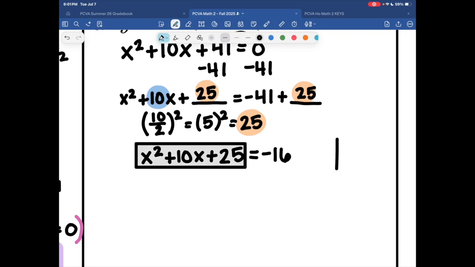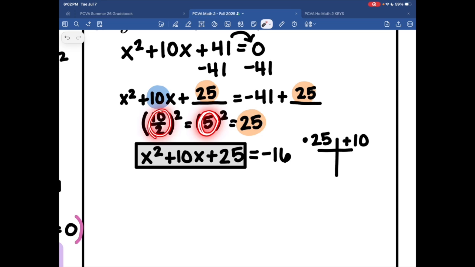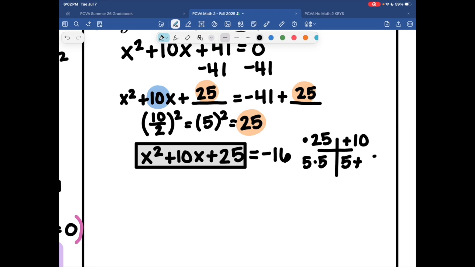So we need two numbers that are going to multiply to give me 25, but then add to give me 10. And again, those two numbers should match the number that you got after you did the b divided by 2, which is 5. So 5 times 5 is 25. 5 plus 5 is 10. So I have x plus 5 times x plus 5. And that's going to equal negative 16.